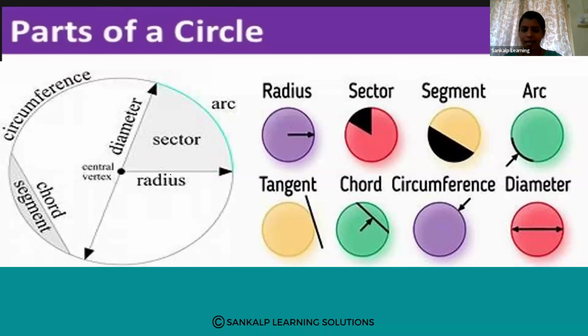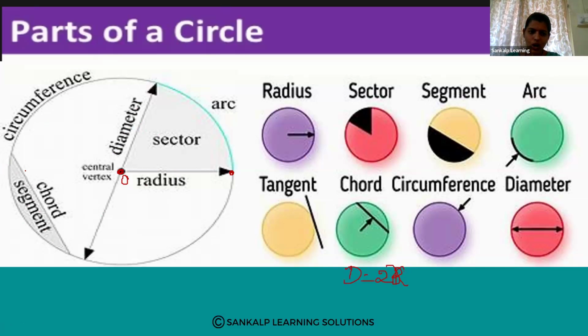Next, which parts you are going to observe in the circle? First one is radius. See, this is a fixed point, that is the center of the circle, that we denote by the letter O. You can take any letter. The distance between any point on the circle and the center O is called radius. And the line which is passing through the center of the circle, that we call a diameter. And always diameter is 2 times that of radius. If you consider radius is r, then d is equal to 2r.